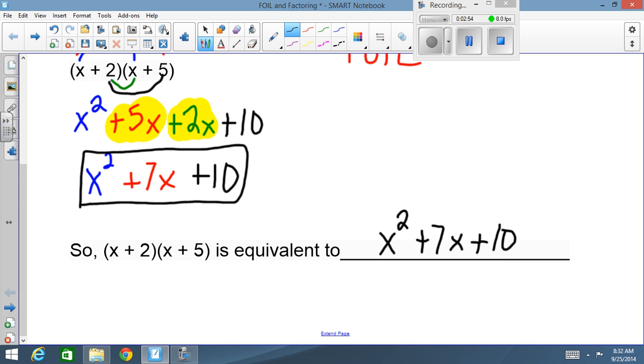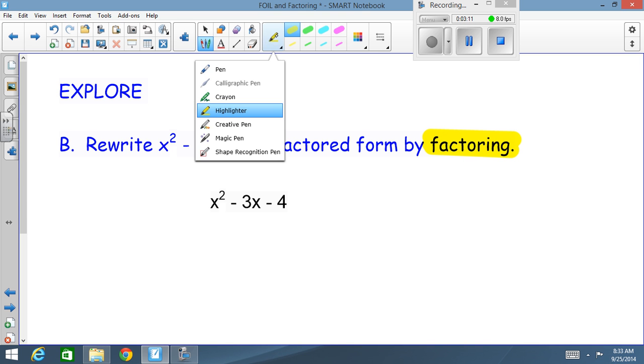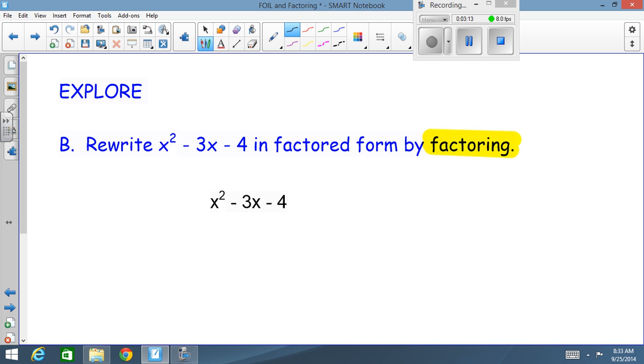Now, let's undo that. Let's do the opposite of multiplying, which is factoring. Okay? Now, I have to think that multiplying is going to be something that you guys are going to get reaccustomed to a little bit quicker maybe than factoring, because factoring tends to be a little bit more difficult. So let's talk about how we can factor x squared minus 3x minus 4.